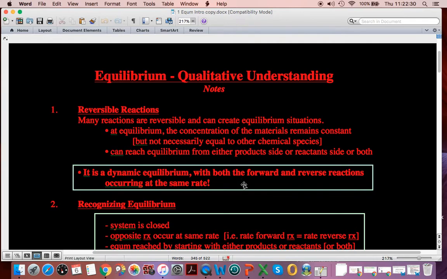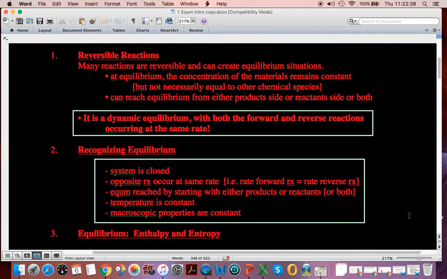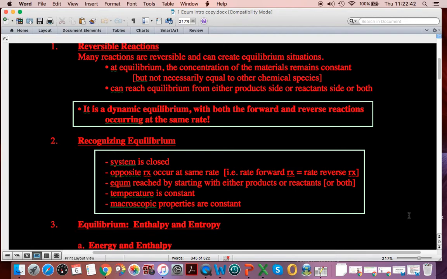Every time the forward reaction happens, the reverse reaction happens, so the reactions occur at the same rate. It doesn't mean the concentrations of things are the same. It just means we reach a point where the rates of reaction, forward and reverse, are the same.